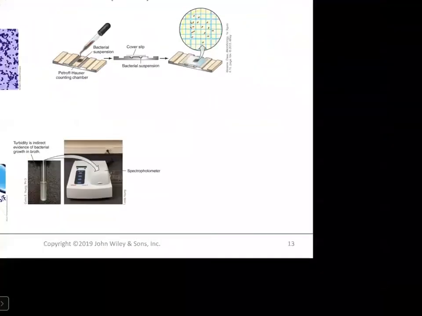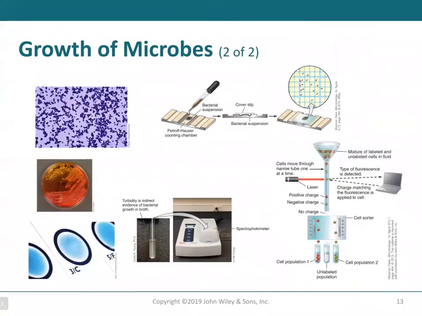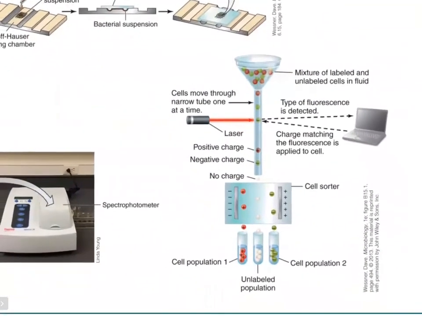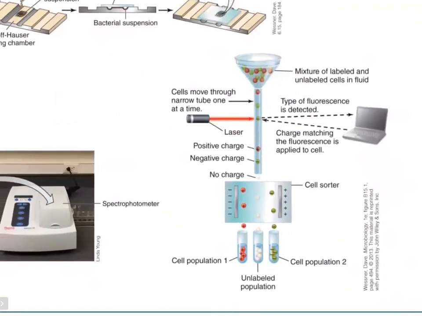Now, the last one here is the most modern of the three. So you have your cell sorter and cell counter. You have your mixture, either labeled and unlabeled cells, and they are moved through a small capillary tube where they are segregated. A laser can count the cells as they pass through, and then you can sort them in terms of population. So this is a more sophisticated equipment.